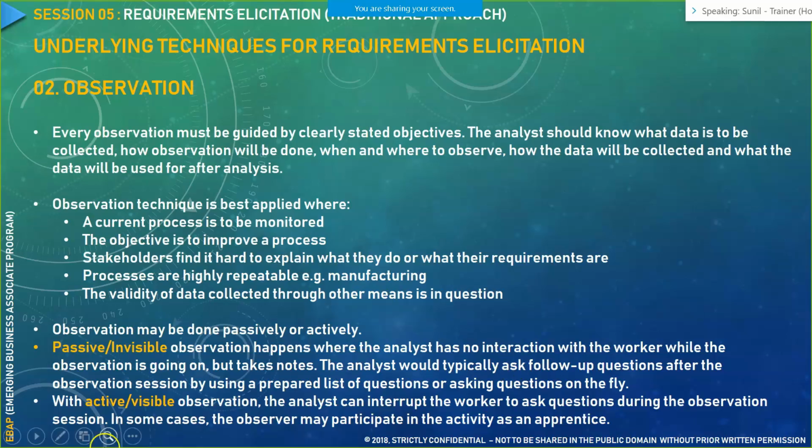Now, what is the active and visible state then? The active and visible state is where the analyst can interrupt the worker to ask questions during the observation. Again, it's an observation, but this time he would ask questions to the person who is operating that particular system. So in both cases, observation is the base, but in the first case, he won't ask questions, he would silently observe, but in the second case, he would ask certain questions.